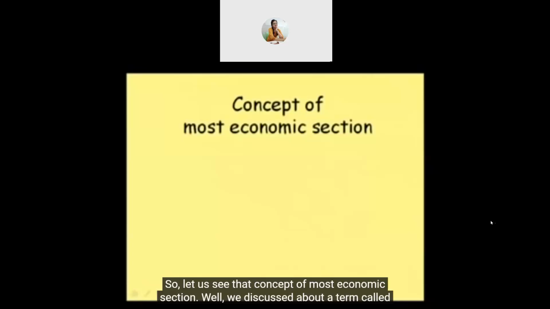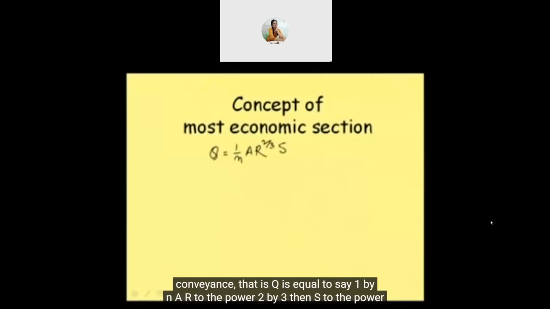we discussed a term called conveyance, that is Q is equal to, say, 1 by n A R to the power 2 by 3 and S to the power half. And when we design a canal, we are normally talking about uniform flow. We see what it is in the uniform flow condition.